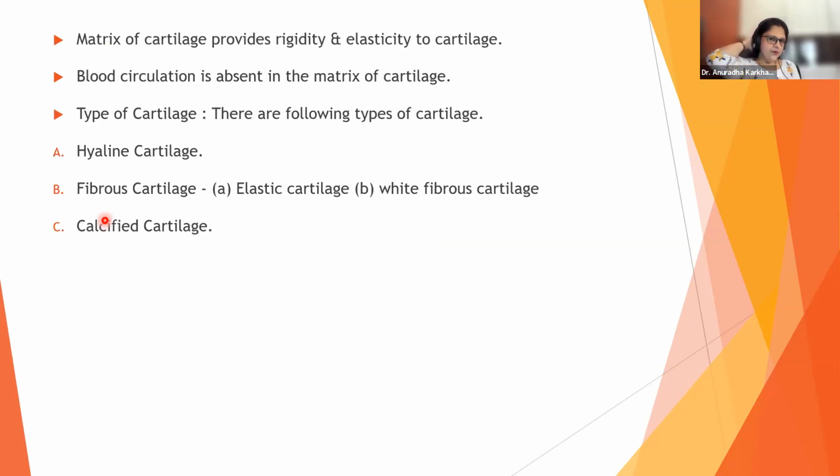Matrix of the cartilage provides rigidity and elasticity to the cartilage. Blood circulation is absent in the matrix of the cartilage. There are 3 different types of cartilages: hyaline cartilage, fibrous cartilage, and calcified cartilage. We are going to talk about all the 3 types of cartilages. I had told you about hyaline cartilage earlier. Hyaline means glass-like, clear. Okay, so let us talk about each of them.